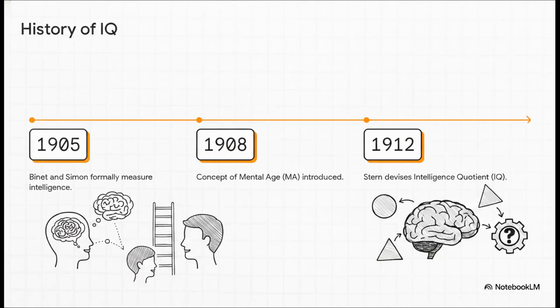To figure out how we measure intelligence today, we actually have to go back to the turn of the 20th century. In just a rapid 7-year evolution, psychology was totally transformed. In 1905, Alfred Binet and Theodore Simon made the very first successful attempt to formally measure intelligence. Then, just 3 years later, in 1908, they revised their scale and introduced this groundbreaking concept called mental age. And finally, in 1912, a German psychologist named William Stern took all their work a step further, officially coining the famous term intelligence quotient, or IQ.